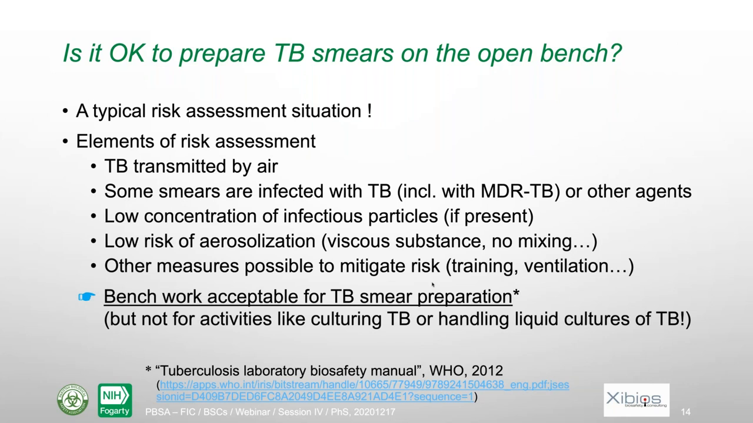When we do risk assessment, we need to take a number of different aspects into consideration: some information that we have and some other that we need to evaluate in some way. Some of the main elements to be considered here are, for instance, that Mycobacterium tuberculosis is transmitted by air, either the bacillus or the particles, the droplets and so on. Also, the smears that we need to prepare might be infected with TB. Not all of them will be most of the time, but they might be infected. Some might be infected with multi-resistant TB, and they could also be infected with some other agents.